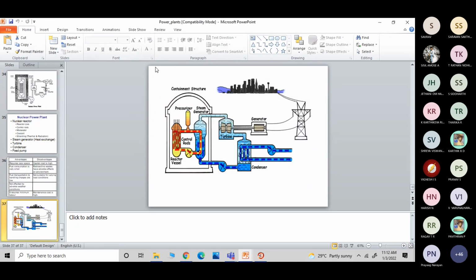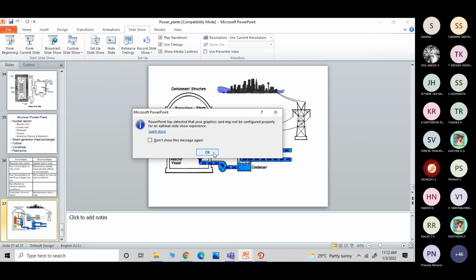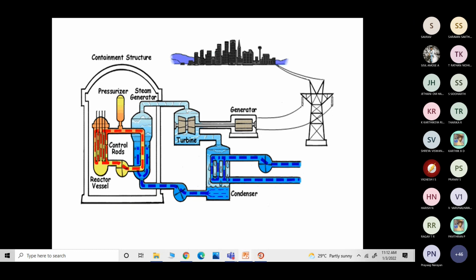We will be having the application of this. You can see here you will be having a steam generator, a turbine, and a condenser. The condenser is again a heat exchanger, the steam generator is a heat exchanger, and similarly the reactor vessel. All of you are able to see the animation? Yes, sir.